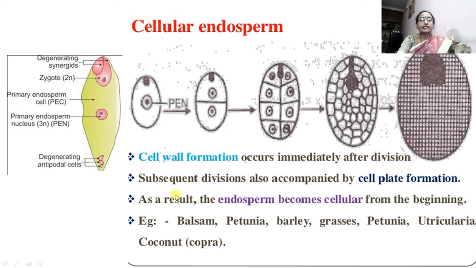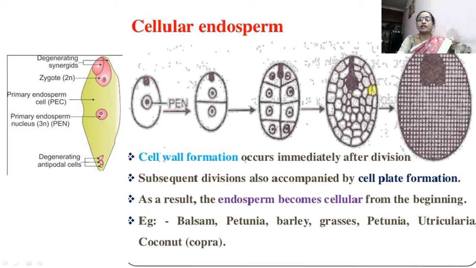Here we can see again the primary endosperm nucleus, and every nuclear division is followed by cell plate formation, and that's why there are a number of nuclei, each having its own cell.